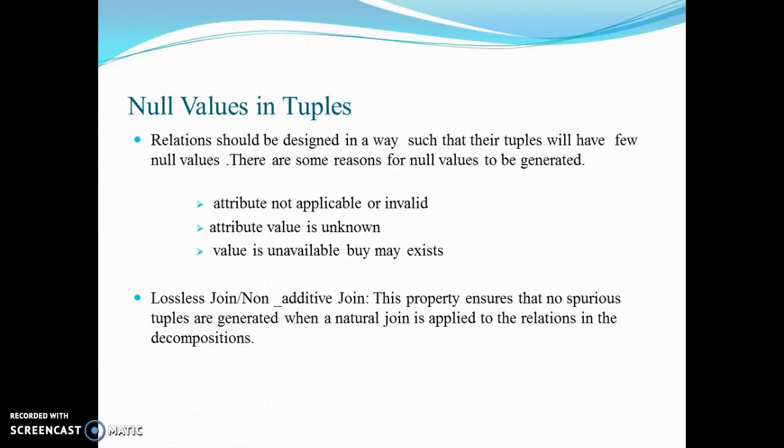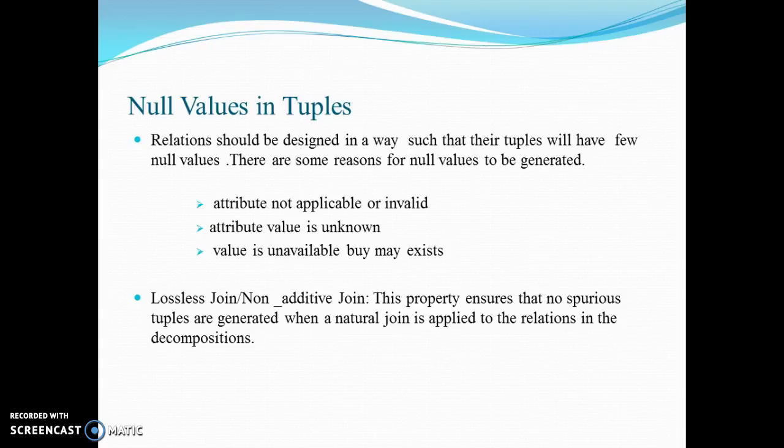A very important thing in the relational model is null values in tuples. Relations should be designed in a way such that the tuples will have few null values. There are some reasons for null values to be generated. First one is attribute not applicable or invalid. Attribute may be unknown, or a value is unavailable but may exist.